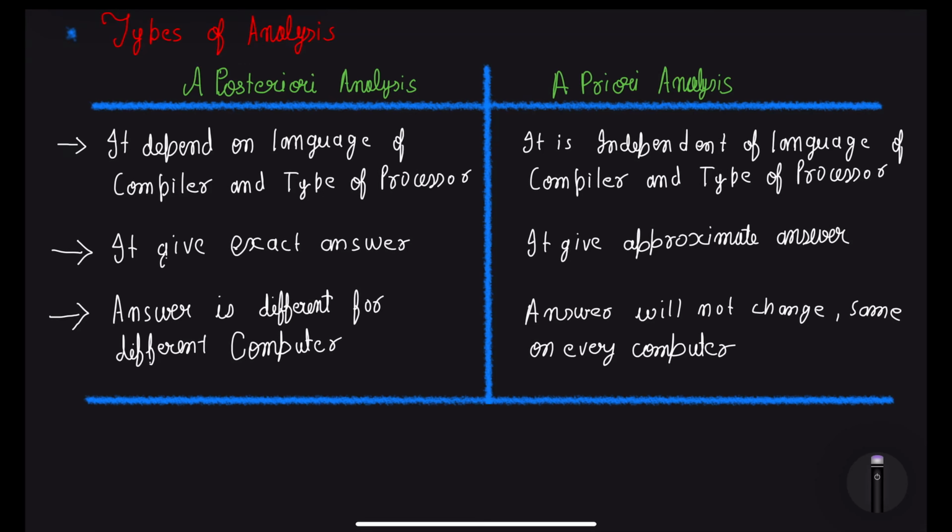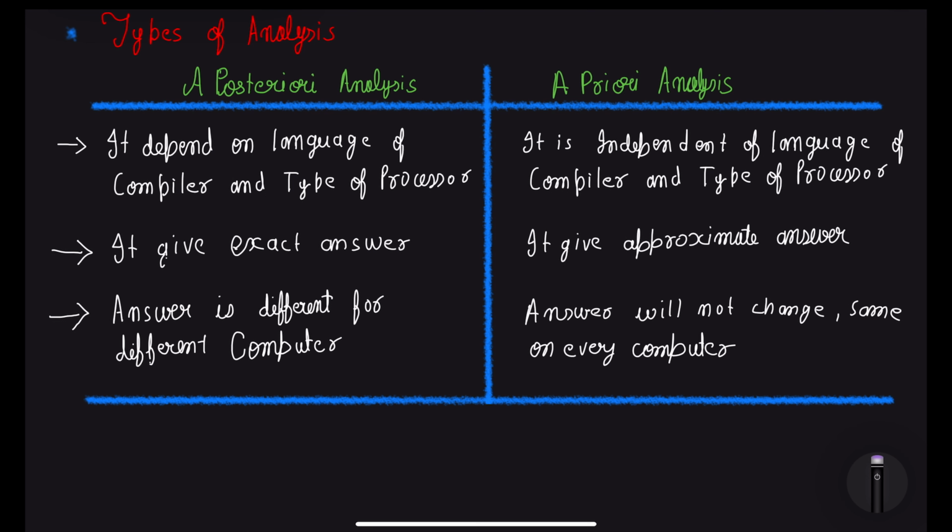Last topic is types of analysis. So there are two types of analysis, a posteriori analysis and a priori analysis. We will be talking about a few differences between them. First point, in a posteriori analysis, it depends on the language of the compiler and the type of processor. A good processor is faster than a slower processor. Similarly, some language compilers are faster than others. So it is completely dependent on the hardware, which is the processor, and software, which is the compiler.